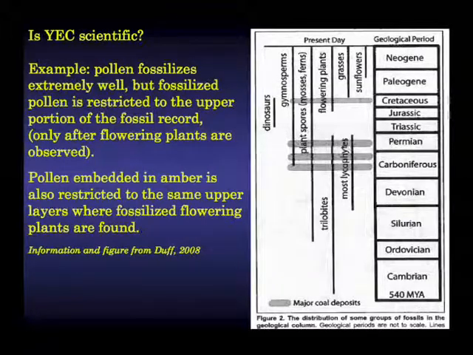Like I said, pollen is just one example. If you look at mammals, for example, where are mammals represented in the column? They would actually have somewhat of a similar distribution to flowering plants. You don't find mammals deep in the Cambrian or in the Devonian, that type of thing. We see a restriction of those types to the upper levels as well.